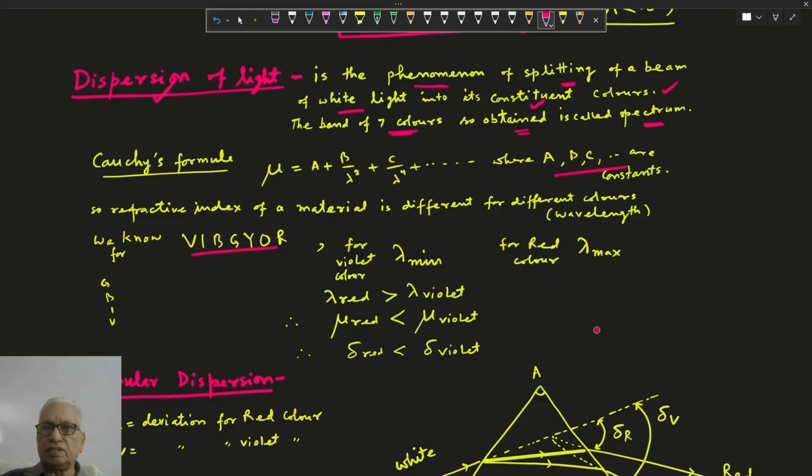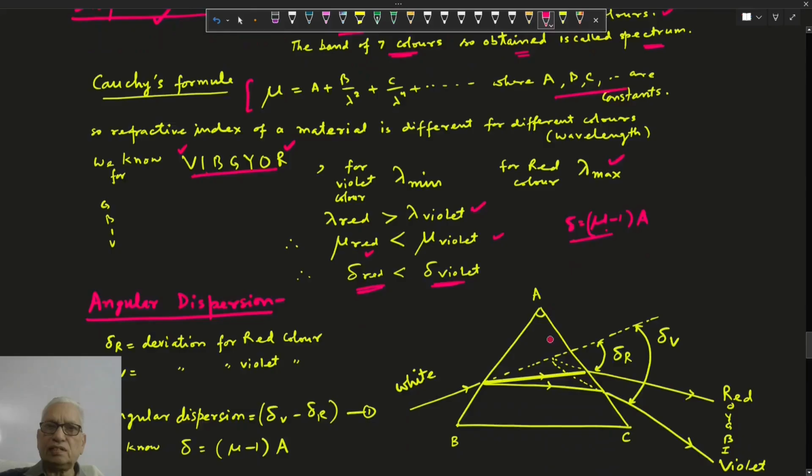Here there are 7 colors in white light, with the maximum wavelength for red color and the minimum wavelength for violet color. With the Cauchy formula, for violet color lambda is minimum and for red it is maximum. Since lambda for red is more than lambda for violet, mu for red will be less, and by the formula delta equals (mu minus 1) A, delta is also less. Here delta for red color is less than delta for violet color. Red color is less deviated and violet color is more deviated.